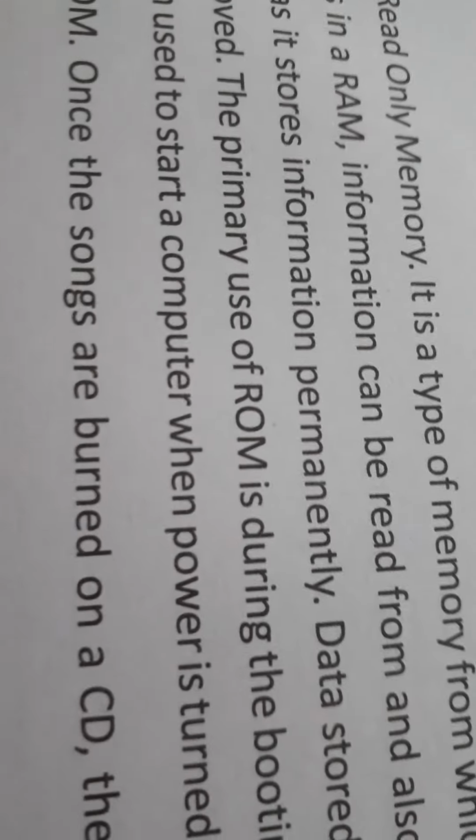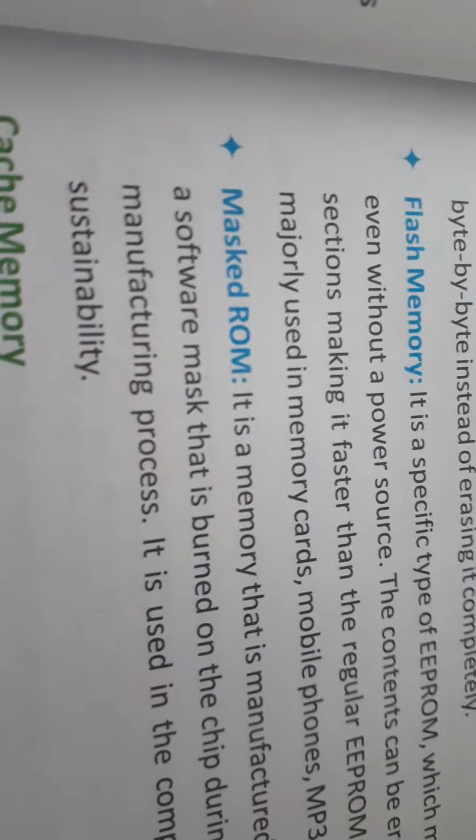It is also a type of primary memory, and it is categorized into PROM, EPROM, EEPROM, flash memory, and mask ROM. PROM stands for programmable read-only memory. It means we can program our ROM only once. EPROM means erasable programmable read-only memory.